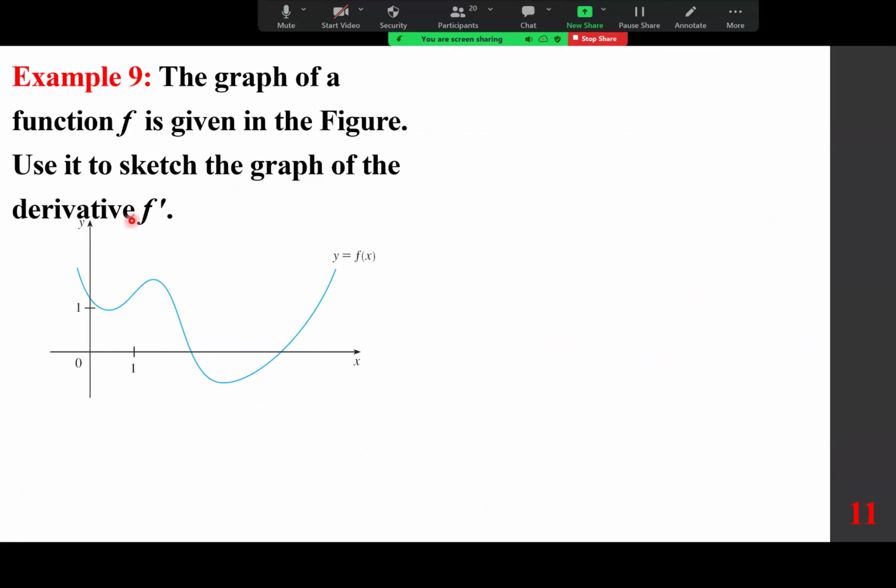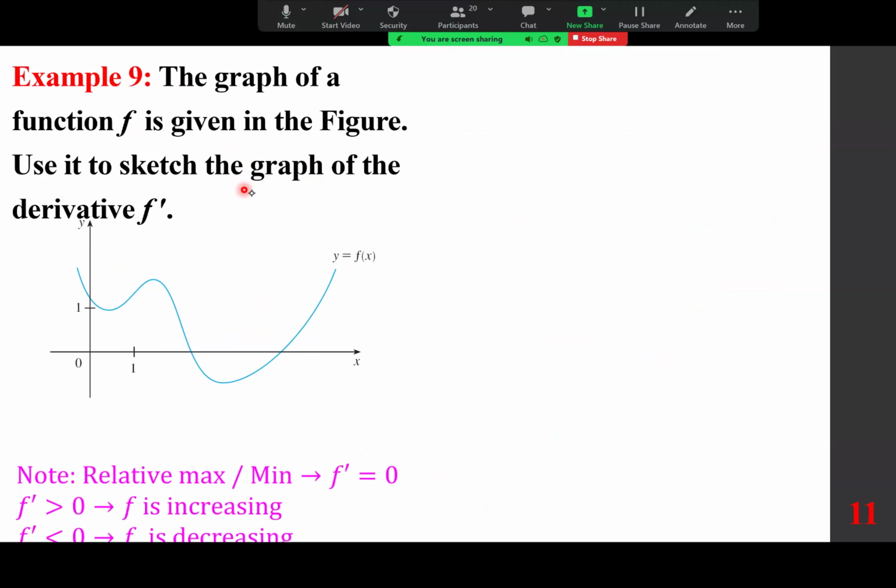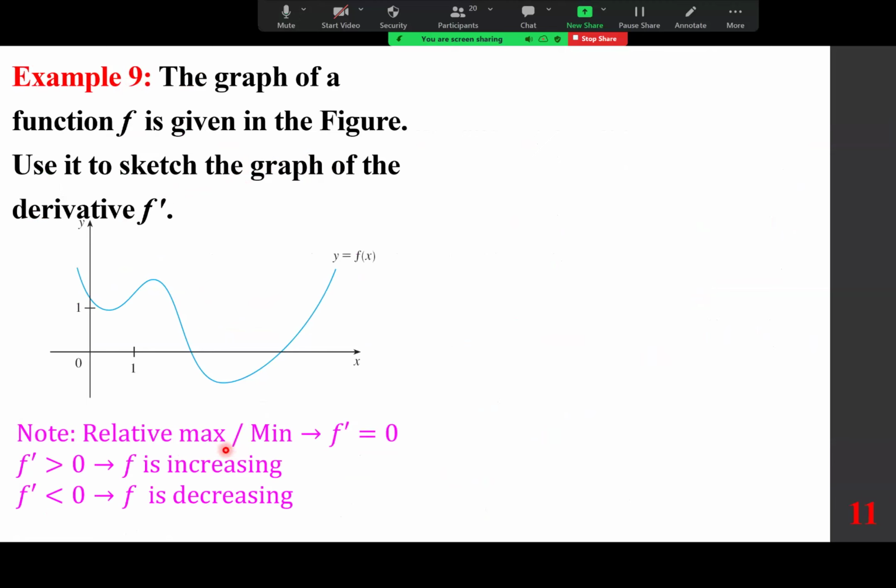The graph of a function f is given in the figure. Use it to sketch the graph of the derivative f prime. So we want to discuss a few interesting and important aspects of that. Number one, relative extrema, max and min, happen when f prime is 0. That means peaks and valleys. F prime is positive, f is increasing here and here. F prime is negative, f is decreasing.